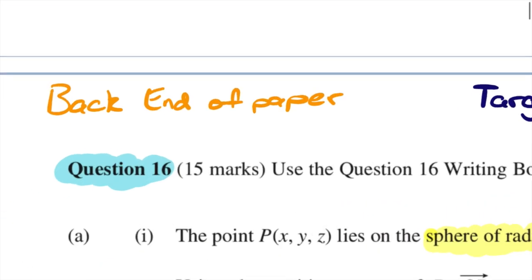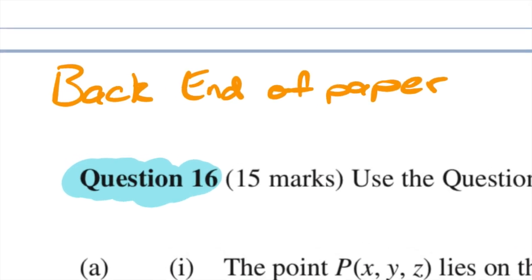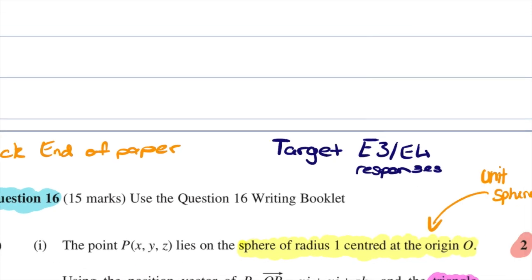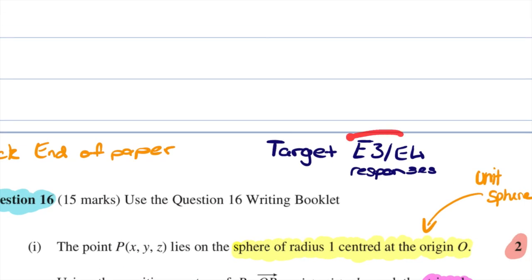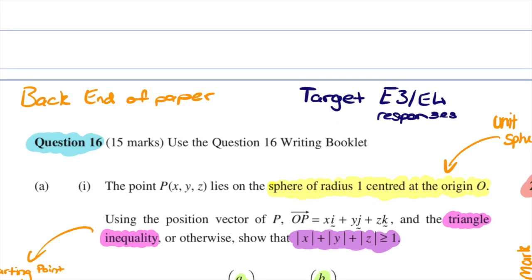Starting with the 3D vectors question, we can see that this is question 16 of the paper, the last question. These questions typically target A3 and A4 responses. These require rigorous mathematical ability to fully answer correctly.